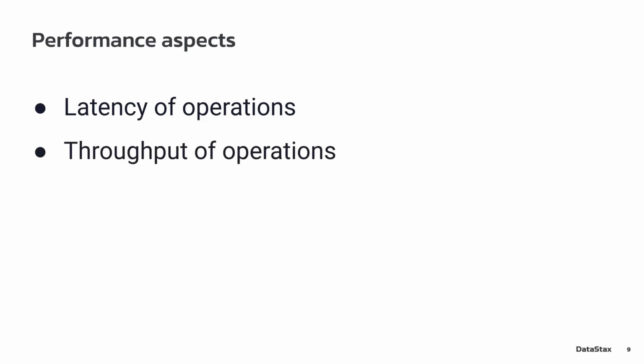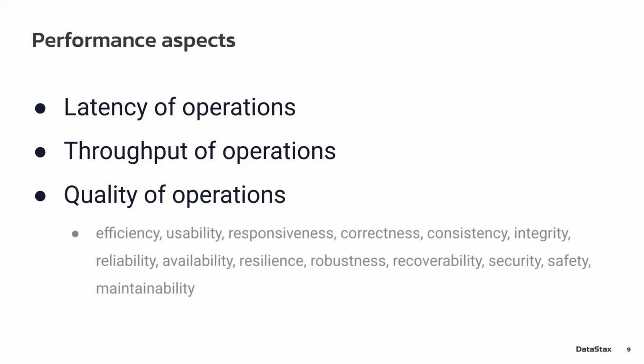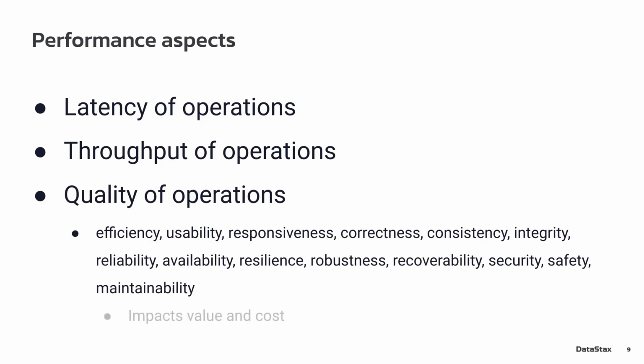The throughput of operations is about the rate of operations that the system is handling. And this is related to the capacity requirements that your system has. There are multiple different aspects of this quality of operations. For example, efficiency, usability, responsiveness, correctness, consistency, integrity, reliability, availability, resilience, robustness, recoverability, security, safety, maintainability. In general, there could be metrics around errors on the systems that is the way this is measured. In this quality, it impacts the value and cost of the system.